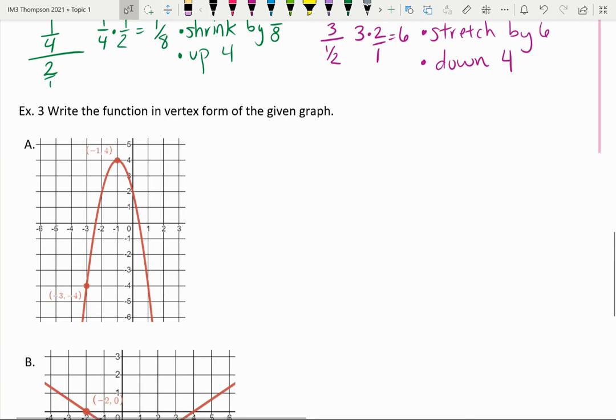For example 3, I'm going to write the function in vertex form using 2 points, and then I'll relate it back to the graph and show you how you might have been able to do it otherwise. But please copy down this graph.